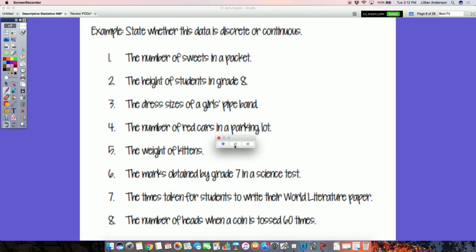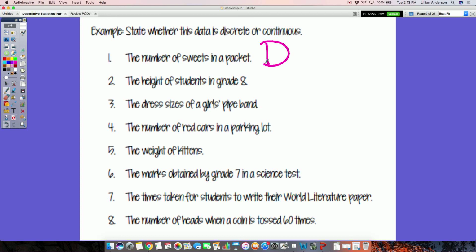Have that confidence, okay? Think about it. Is it counted or is it measured? Does it take on a specific value or does it take on a range of values? Okay? So the number of sweets in the packet. It is discrete, okay? You can take that bag of Skittles, pour it out in your hand, and say 1, 2, 3, 4, 5, 6, and that's how many Skittles are in your package.